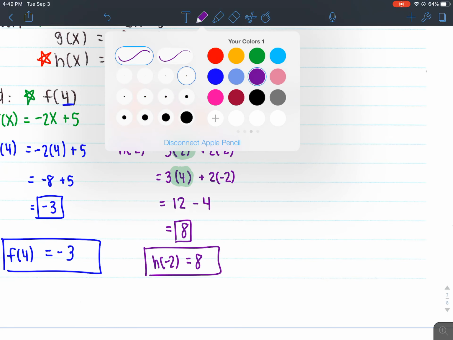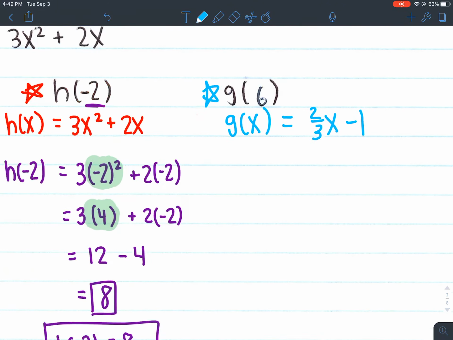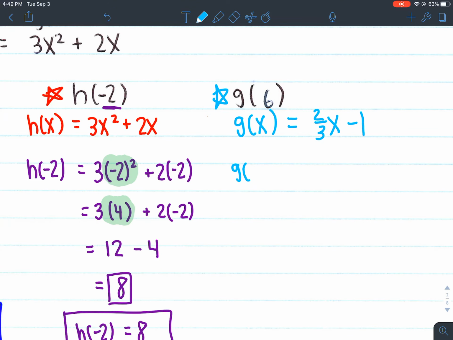All right, the last function, I have g of 6, so I'm going to use the g of x function. It's going to be g of x equals 2/3 x minus 1. If you do not know how to use the fraction feature in your calculator, please come in and I will definitely help you. But for the purposes of this video, we're just going to be like, hey, I already know. So g of 6 equals 2/3 times 6 minus 1.